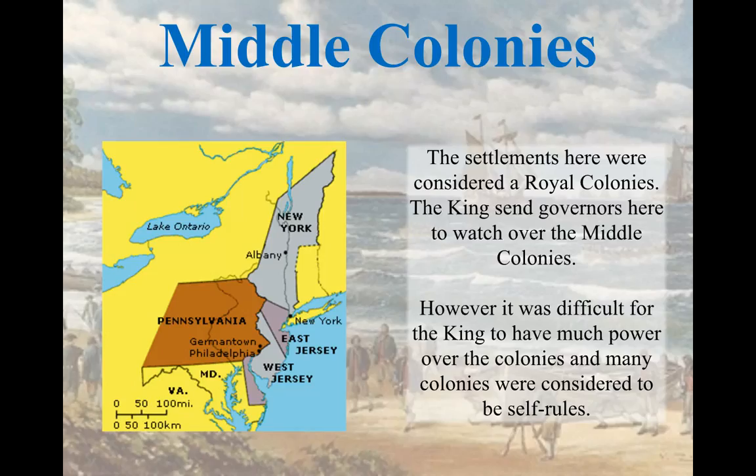Middle colonies. The settlements here were considered royal colonies. The king sent governors to watch over the middle colonies. However, it was difficult for the king to have much power over the colonies, and many colonies were considered to be self-ruled.